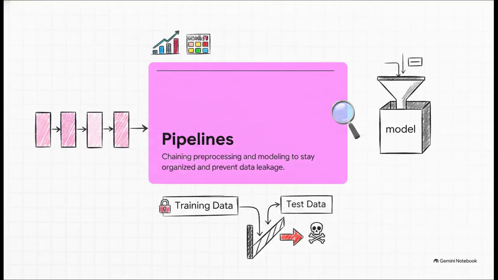To start building truly professional-grade models, we have to talk about pipelines. A pipeline lets you chain all your pre-processing steps together with your final model into one single unified object. This does keep your code super clean, but honestly, more importantly, it prevents a lethal trap called data leakage. Data leakage is what happens when information from your test set accidentally bleeds over into your training process, completely artificially inflating your results. Pipelines are your absolute best friend here. They make sure your testing data remains strictly under lock and key.